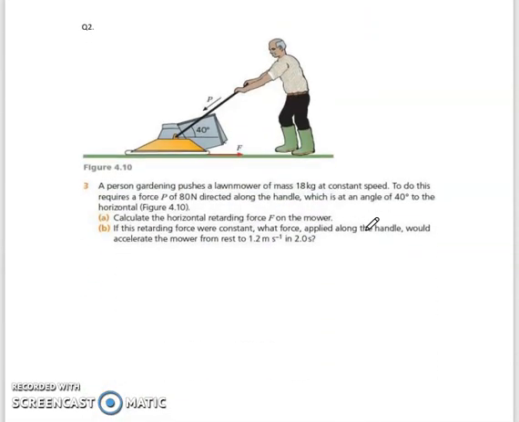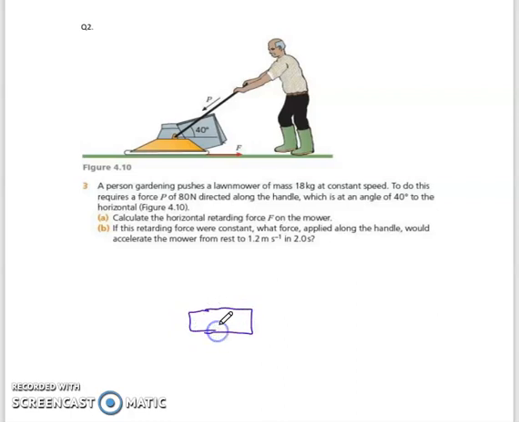So this is question number 2. The question is like a person gardening pushes a lawnmower of mass 18 kg. So this is the lawnmower, and I'm trying to draw the FBD, the free body diagram. Consider this is the lawnmower, and its weight is acting downward, which is equal to m into g. So I'm creating the FBD first.